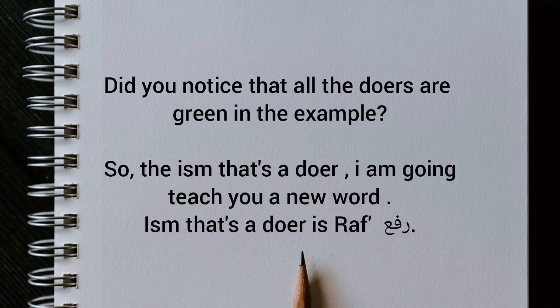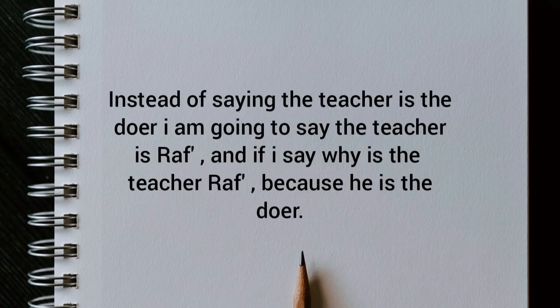Did you notice that all the doers are green in the example? So the ism that's a doer, I'm gonna teach you a new word. An ism that's a doer is rafa. Instead of saying the teacher is the doer, I'm gonna say the teacher is rafa.